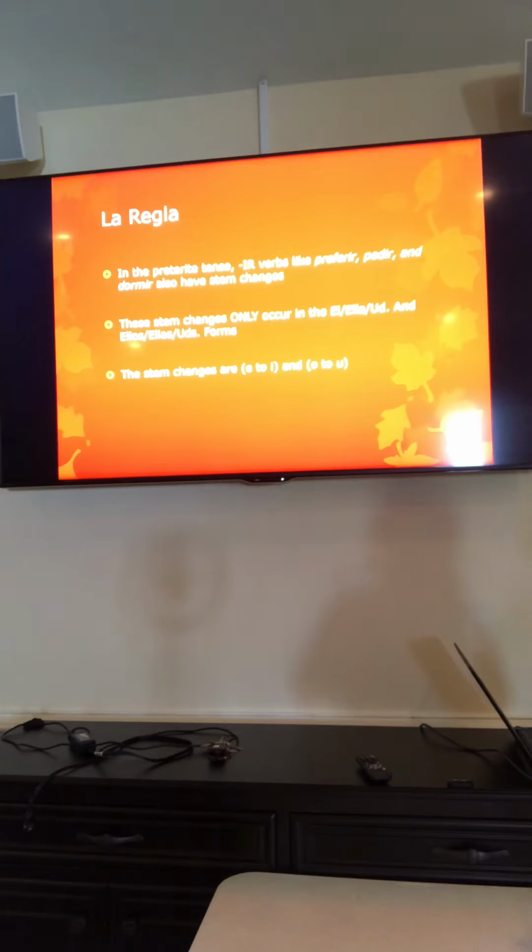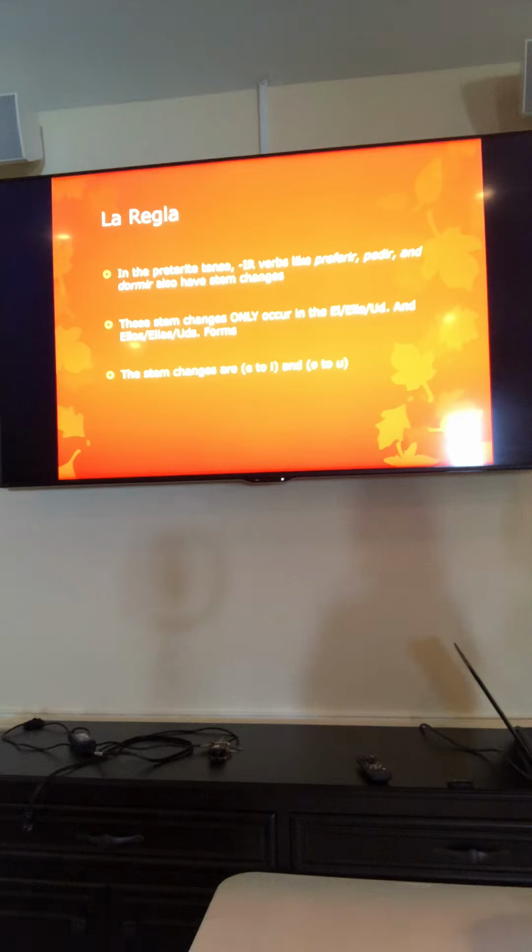All right, so let's look at this. Some rules. In the preterite tense, IR verbs like preferir, pedir, and dormir also have stem changes. These stem changes only occur in the él, usted, and ellos, ustedes form. So that is the very, very bottom of our chart, and that's to make it easier to remember. If we can just remember that everything's going to stay normal in the top parts of our conjugation charts, and that we're only focused on the very bottom part of our chart, that will hopefully make this a little easier for us. I would star that if you can.